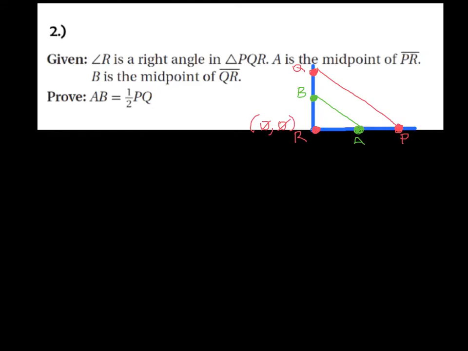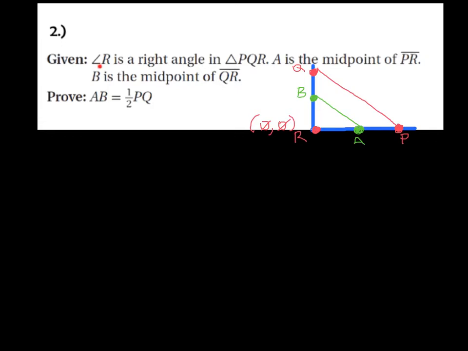Okay, so what I noticed whenever I was talking to you guys about this in tutorials and in class is that what was throwing you off is how to actually place your figure in the coordinate plane and label the coordinates. So I'm going to walk you through this even though I've started drawing my diagram. If you look at the given, it says that angle R is a right angle in triangle PQR. So that gave me a lot of information to start with.